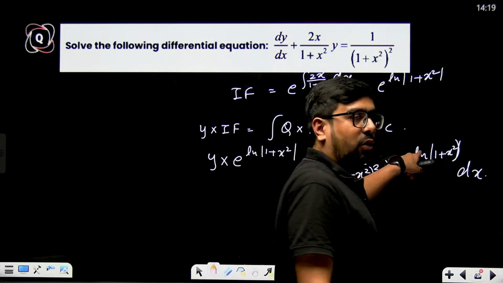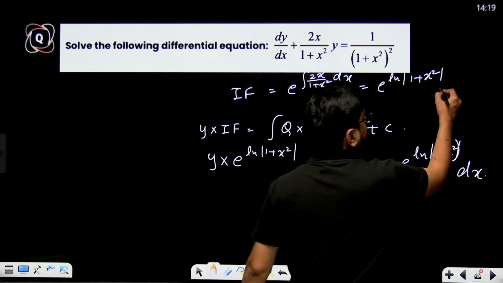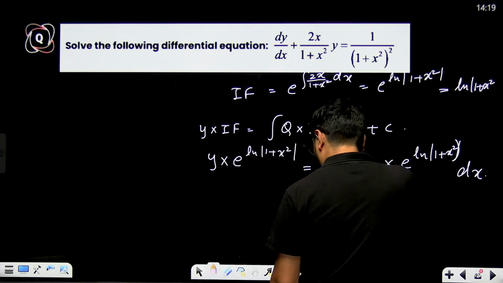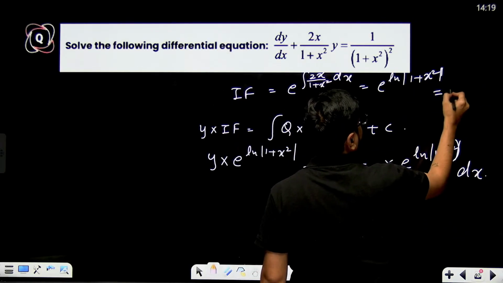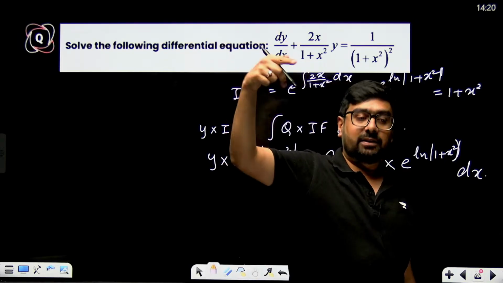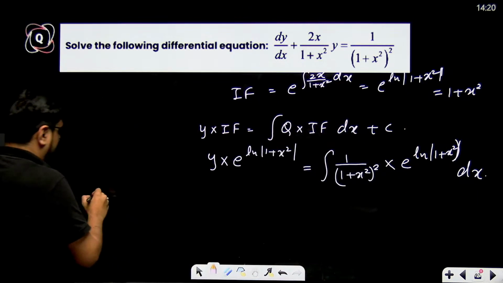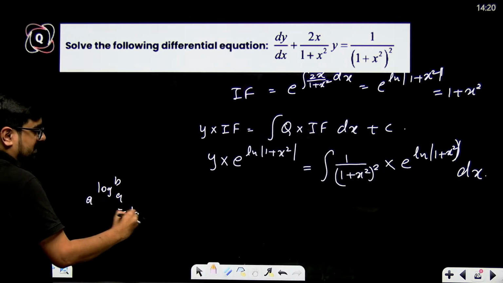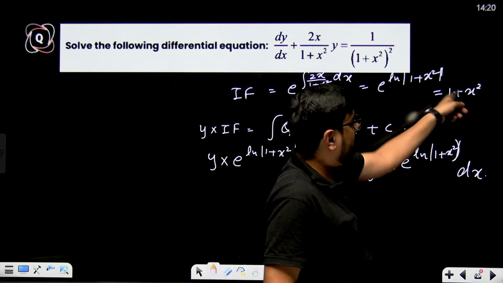E to the power ln means this will become the same thing again. Sorry, not ln also, only directly 1 plus x square is going to come. E to the power log of 1 plus x square base e. Ln means base e. A to the power log of b base a will be equal to b, na? This is the property of log. That's why I'm writing that. Directly the integrating factor will be nothing but 1 plus x square only.